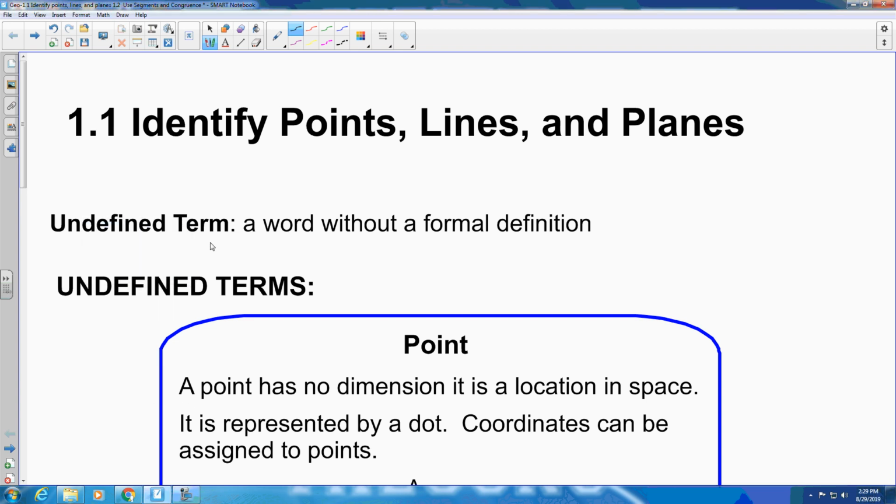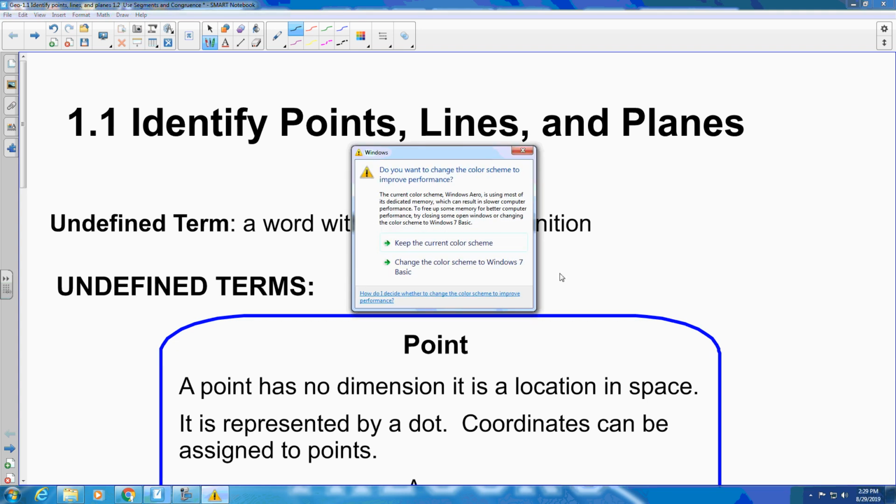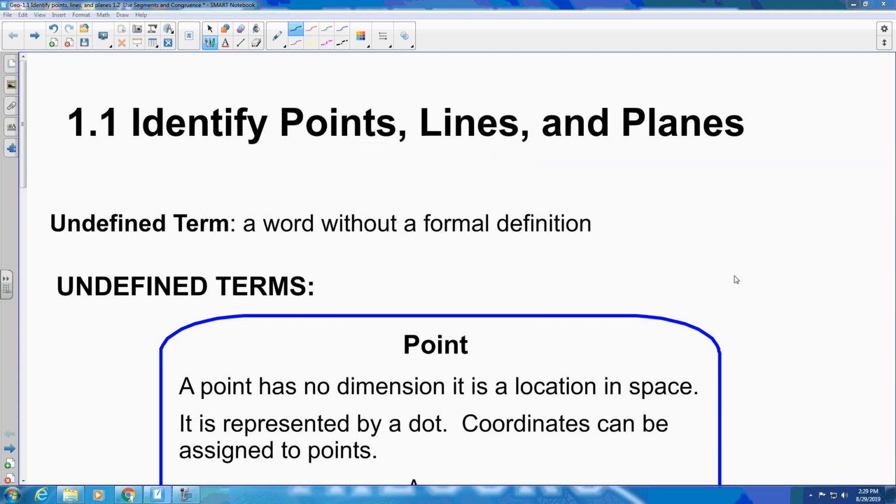All right, we're in section 1.1 where we are going to identify points, lines, and planes. There are basically two types of terms when it comes to geometry: undefined terms and defined terms.